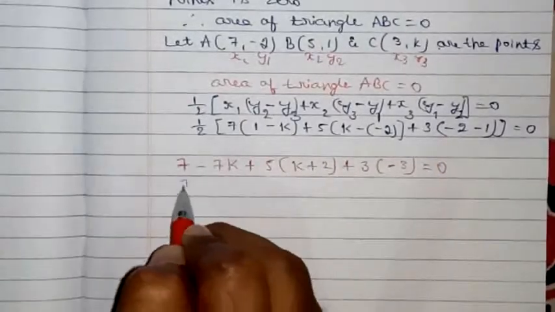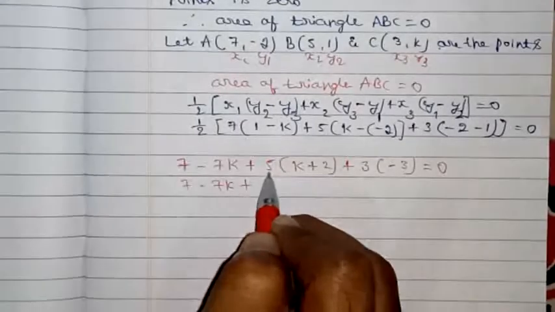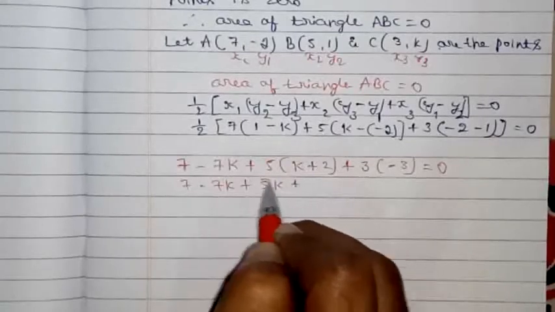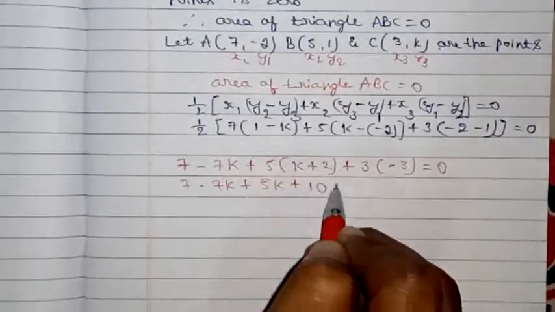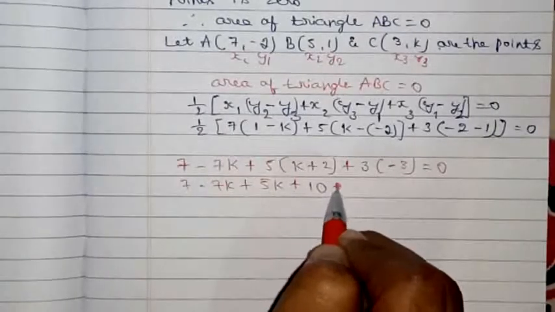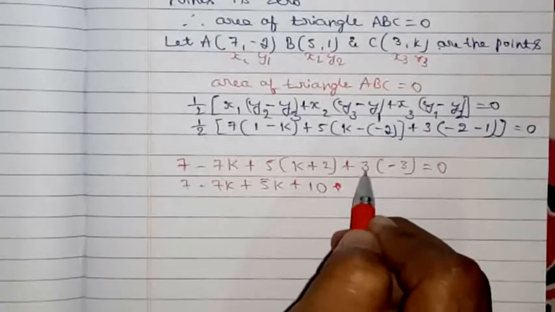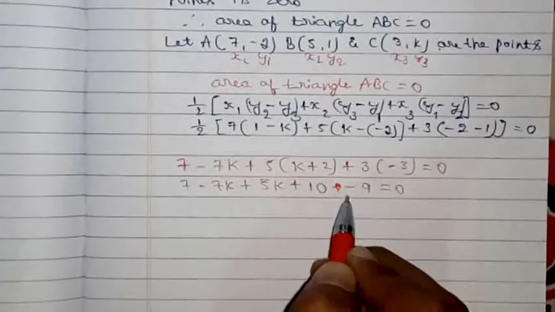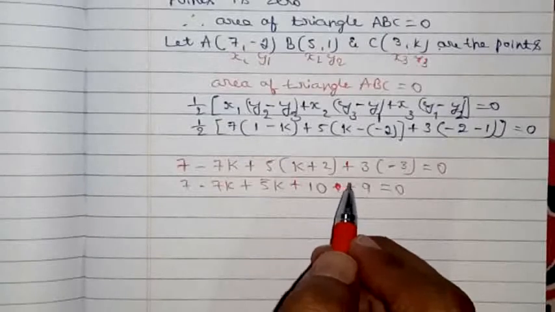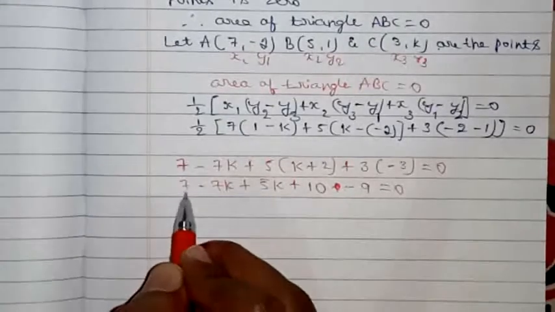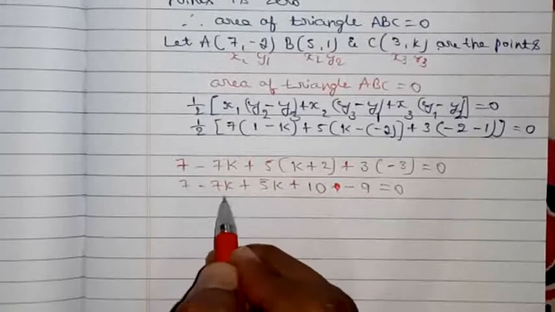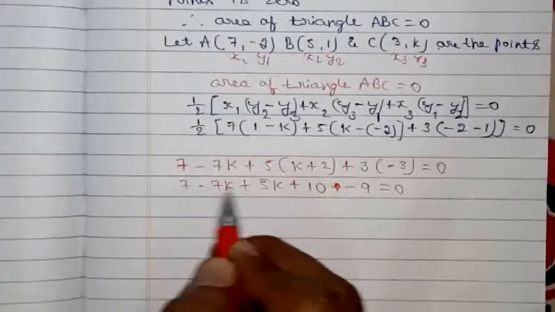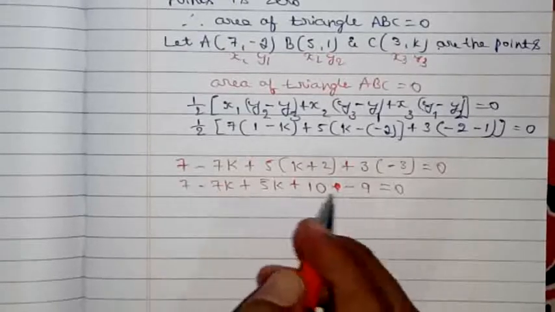Okay, now 7 minus 7k plus, now multiply 5 to this k plus 2. Now 5 into k, 5k plus 5 2s are 10. Then here you need to multiply, right? So first multiply the number, 3 3s are 9, plus into minus is minus, is equal to 0. Now here just observe, 7 is a number, 10 is a number, 9 is a number. Here 7k is a variable, 5k is a variable. Just add or subtract the same variable, and add or subtract the constants or numbers, right?